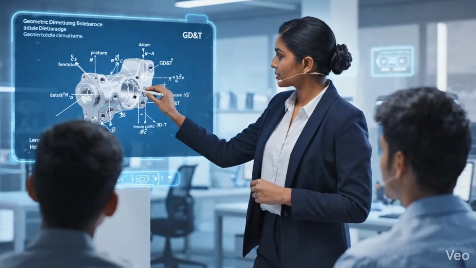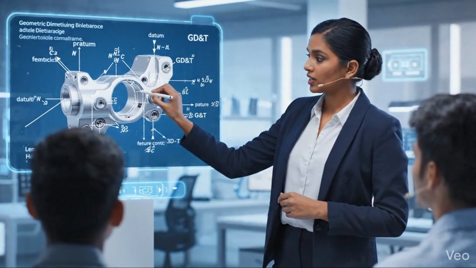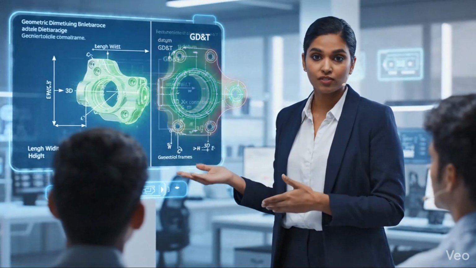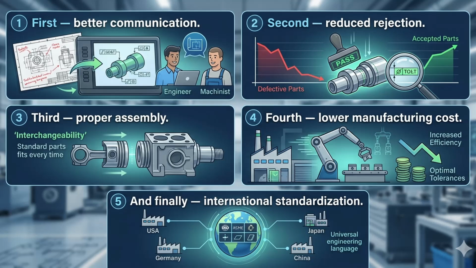So, what exactly is GD&T? GD&T stands for Geometric Dimensioning and Tolerancing. It is a symbolic engineering language used to define a part's geometry, orientation, form, and location of features. It tells manufacturers exactly how a part should function, not just its size. Why is GD&T important? First, better communication. Second, reduced rejection. Third, proper assembly. Fourth, lower manufacturing cost. And finally, international standardization.